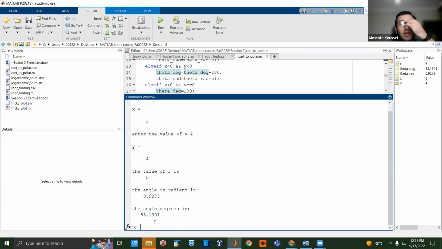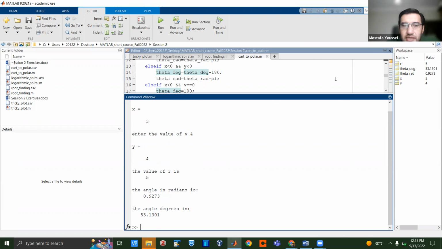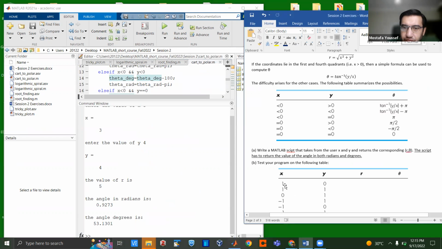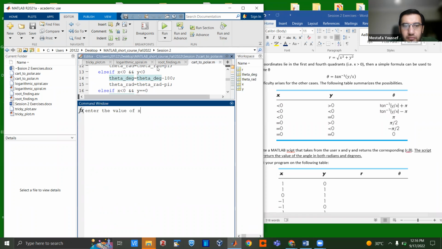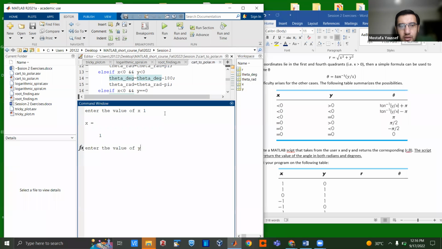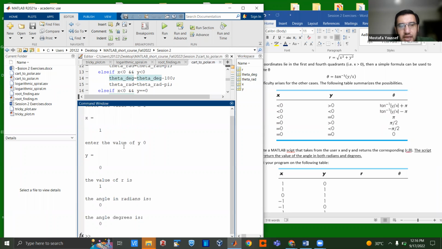Let's do a test case from the table. So the first one, x is 1 and y is 0. Let's run this case. X is 1, y is 0. And let's see. The radius is 1, the angle in degrees is 0, and the angle in radians is also 0. And that's what you would expect, because if x equals 1, and I'm not moving along the y-axis, really the angle is 0.